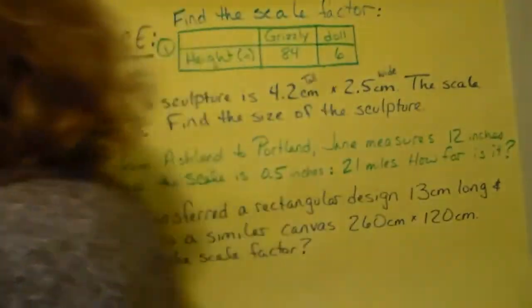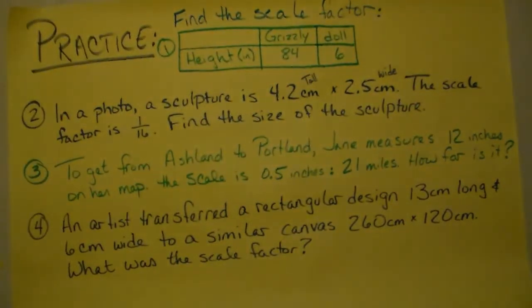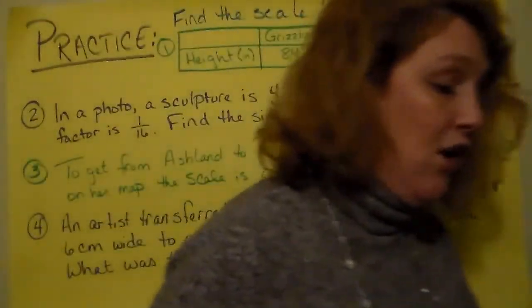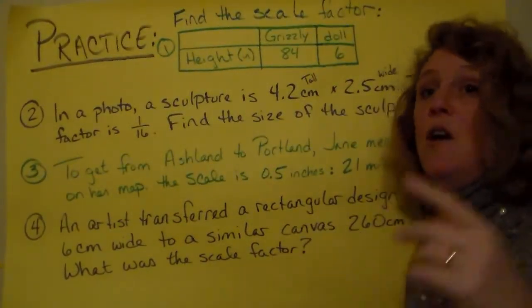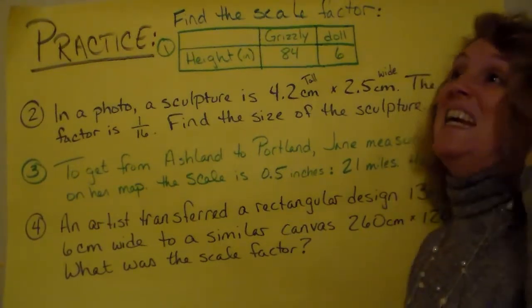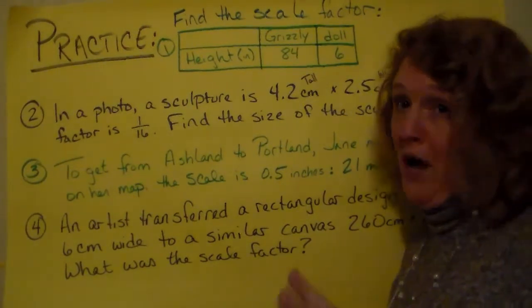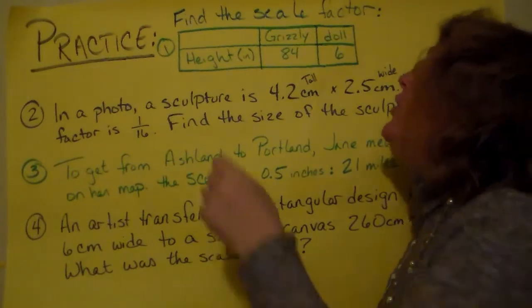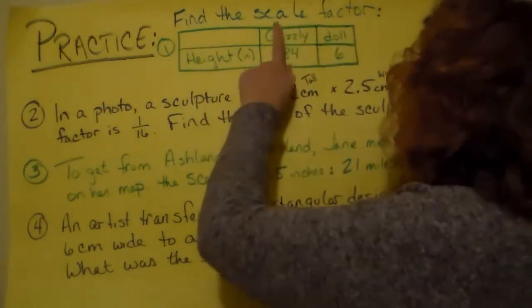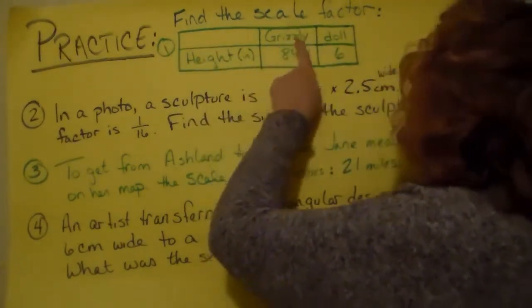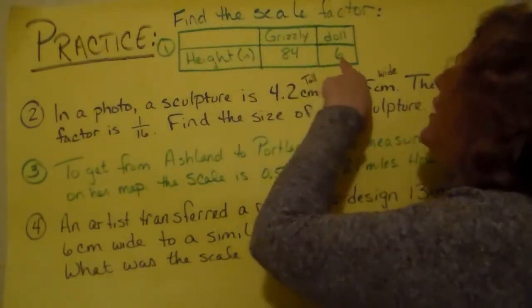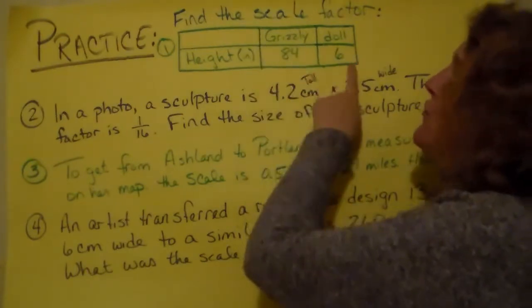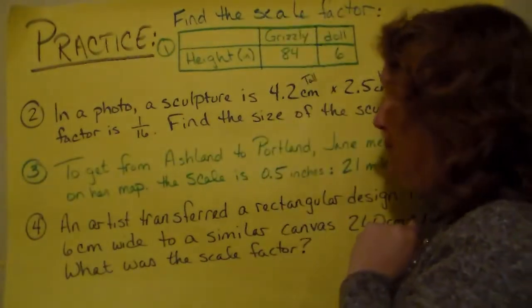All right, we're going to jump straight to practice, because this is all stuff that you've done before. I'm not introducing any new ideas here. I'm just having you look at proportions in like the fourth way now. So you're going to find the scale factor. I've got a grizzly bear, and I've got the doll of the grizzly bear, and the height in inches is 84 and 6, and I need you to find the scale factor.